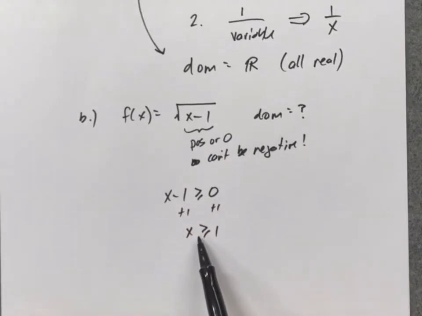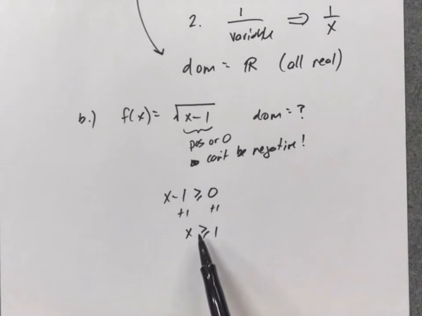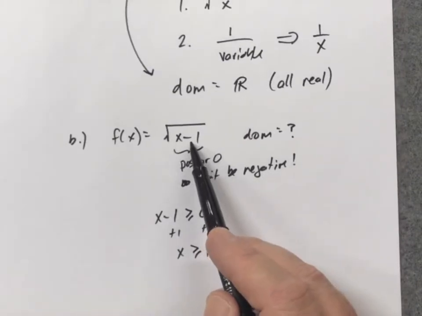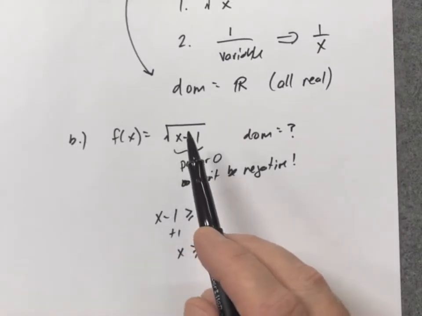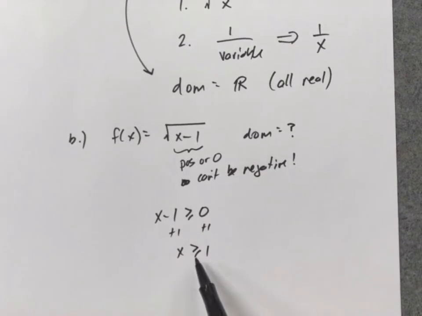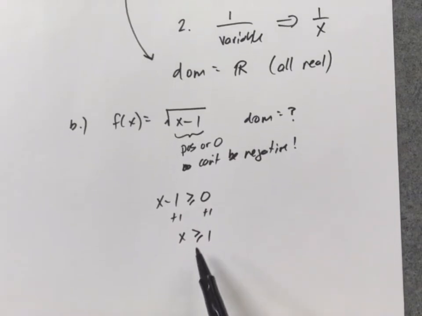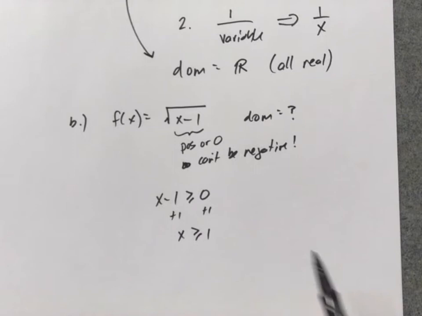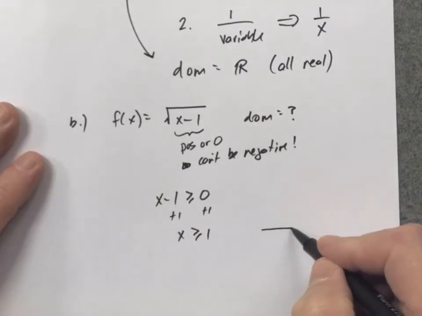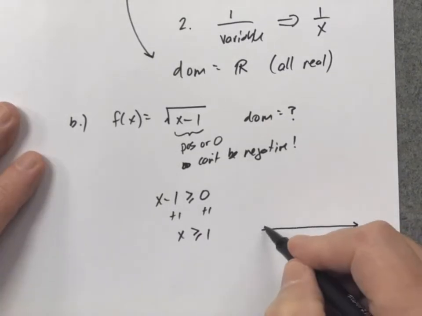I can't plug in like negative 10 for x. Negative 10 minus 1 is negative 11. I cannot take the square root of negative 11. So bottom line, hopefully it makes sense to you that, yeah, x is going to have to be greater than or equal to 1.